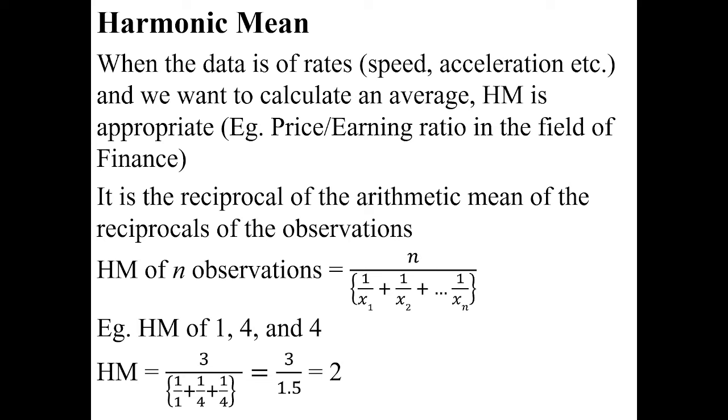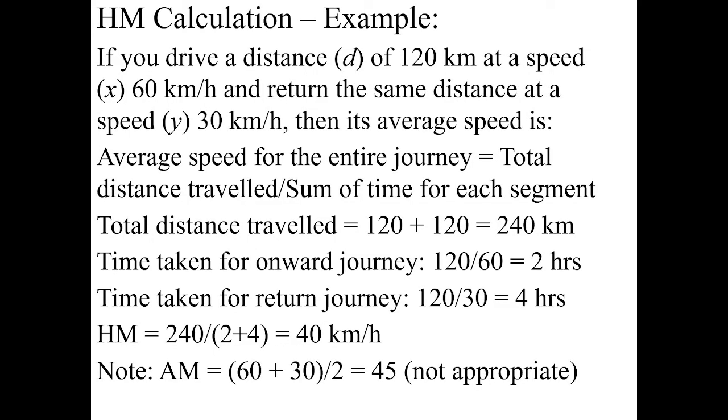It is defined as the reciprocal of the arithmetic mean of the reciprocals of the observations. So if you have observations, first calculate the inverses, 1 by x1, 1 by x2, up to 1 by xn. You add them up, and take n, the number of observations, divided by the sum of these. Let's say a simple numerical example, you have three numbers 1, 4 and 4. The harmonic mean is 3, because n is 3, divided by 1 by 1 plus 1 by 4 plus 1 by 4, which is 1 plus 0.5, or 3 by 1.5, so the harmonic mean is 2.